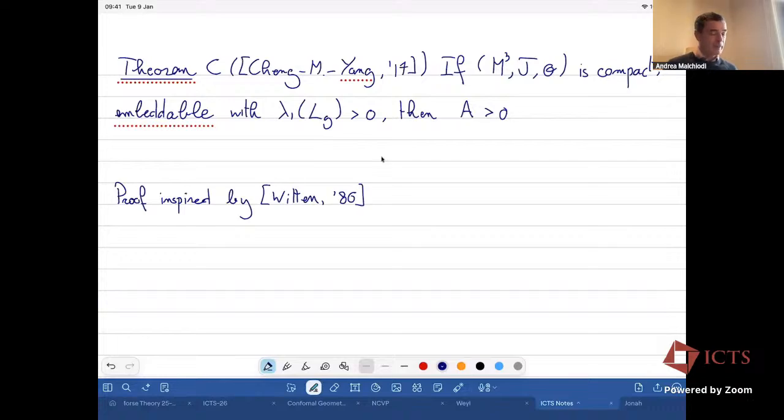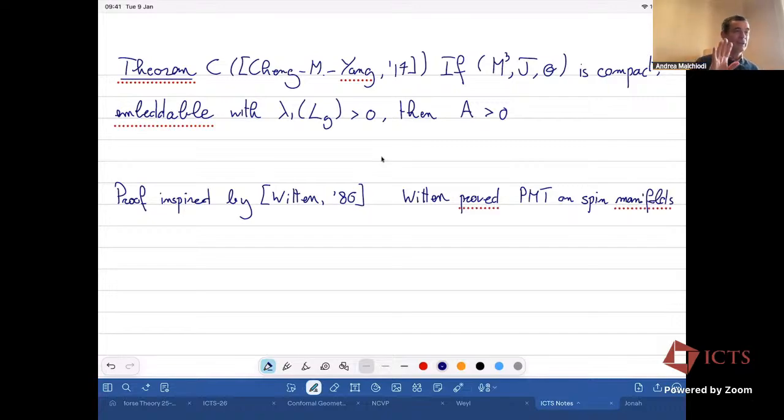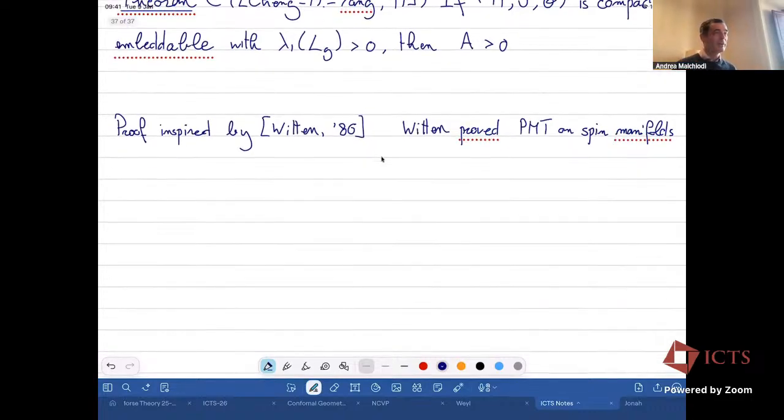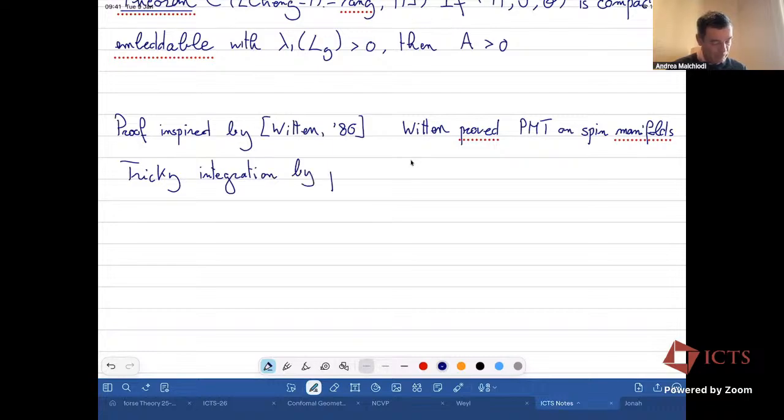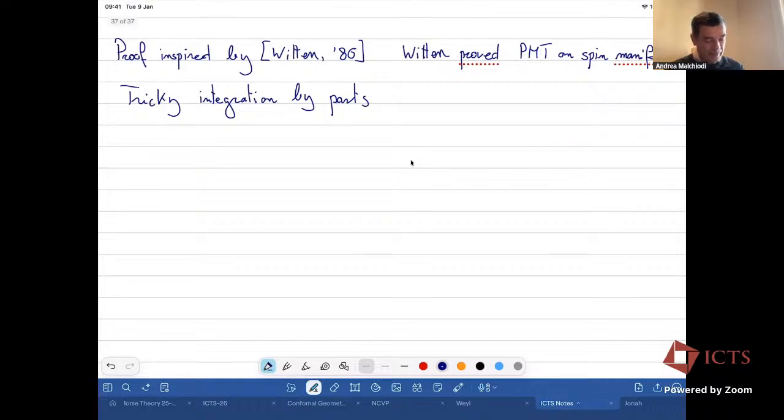So Witten proved the positive mass theorem on spin manifolds. Okay, so here are the spinors. I don't have time to introduce them, but he wrote a mass formula in terms of some spinor, which was solving the Dirac equation on the manifold. Essentially, it uses some tricky integration by parts.